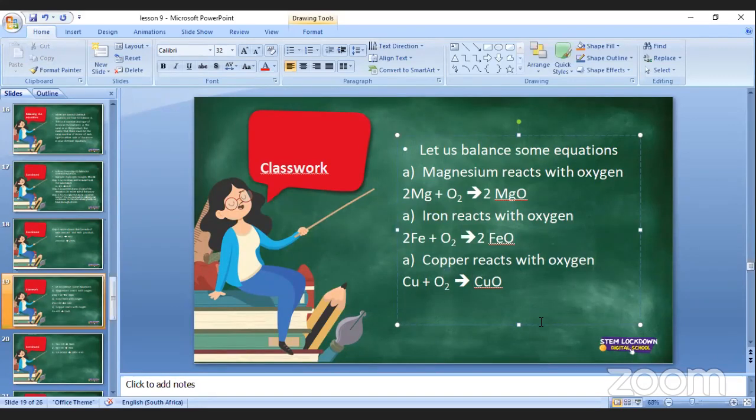Remember that you need to balance it all the time. Let us work on it. How many oxygens do we have on the left? 2. On the right, 1, so what do we need to do? Coefficient 2 in front of CuO. Then we've got 2 copper and 2 oxygen, and on the left 1 copper. So we put a coefficient 2 on the left. Then we can conclude and say our equation is balanced.